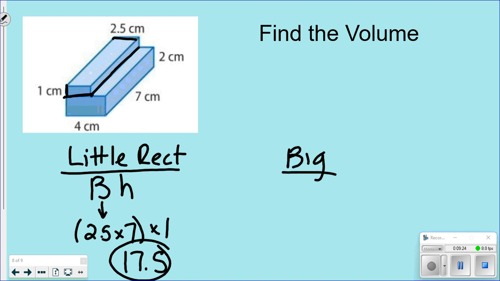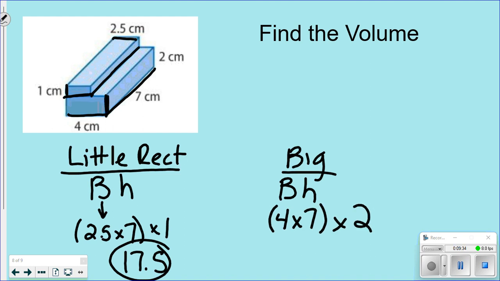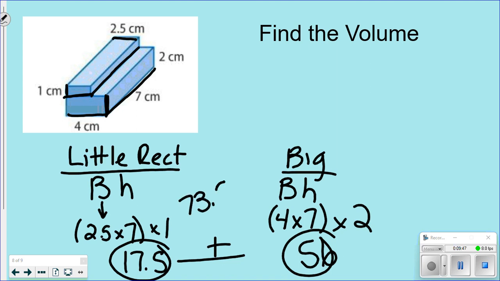Okay, the big one, the area of the base would be 4 by 7 times how tall it is, which would be 2. So 4 times 7 times 2 would be 56. And I'm going to add these two together, plus 17.5, and I get 73.5 centimeters cubed. And that is how you find the volume of prisms.